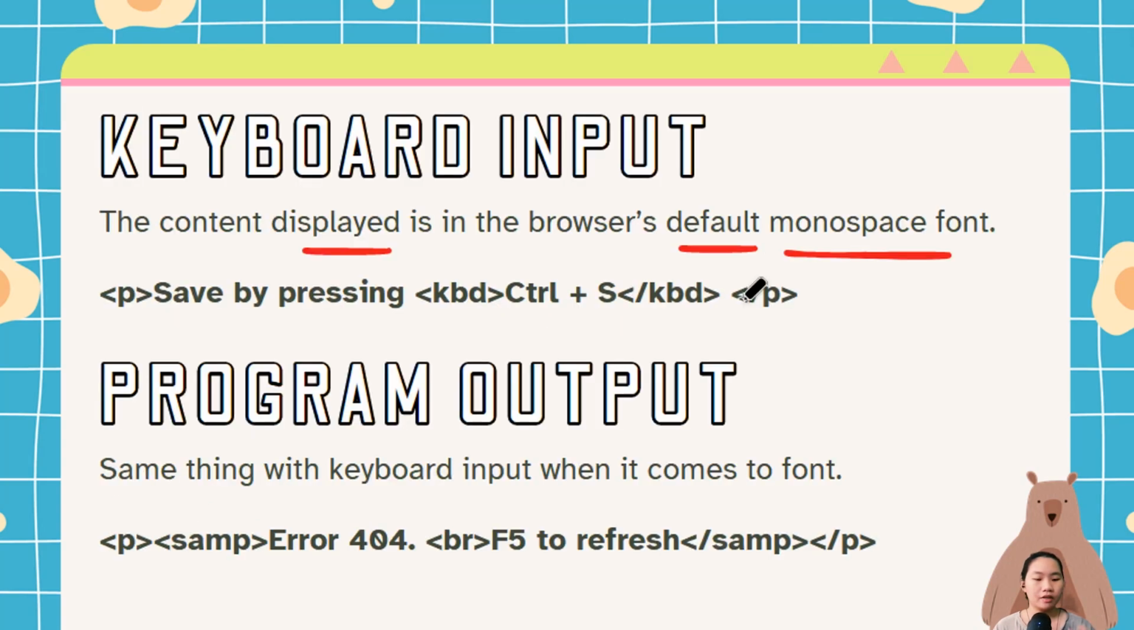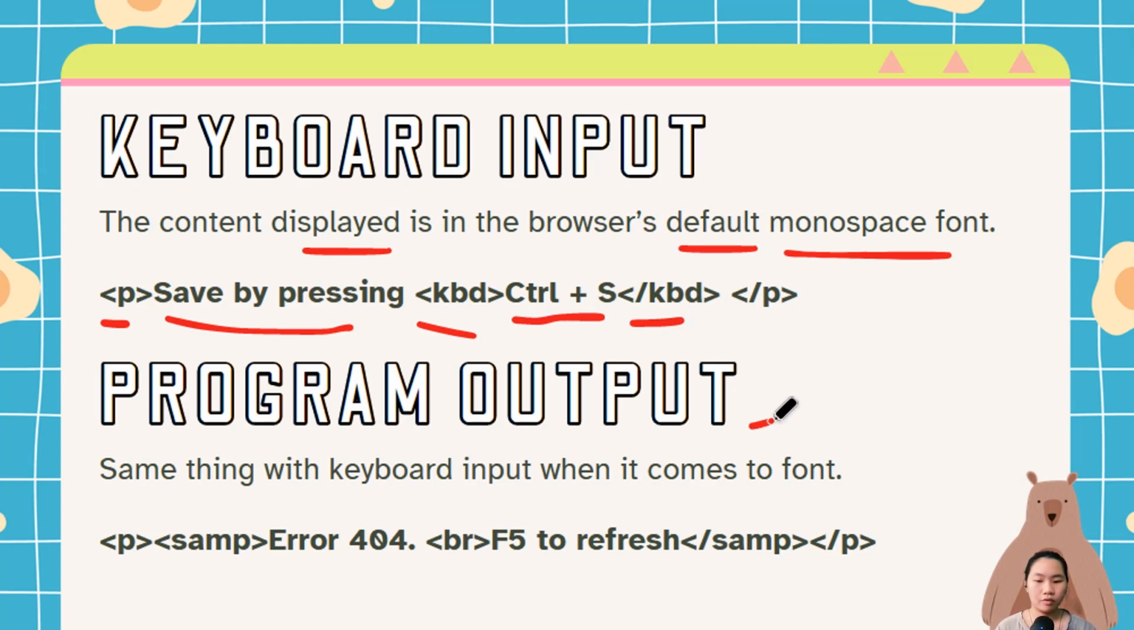Now, with these tags, it's just like the italic tag and the bold tag, and I've prepared a little bit of a demonstration for you here. First, we start off with a paragraph tag. I have an example: Save by pressing kbd, Ctrl+S, and then close kbd. None of the tags that I've shown you are empty, so you do need to open and then close.